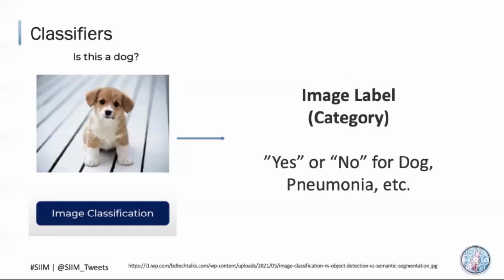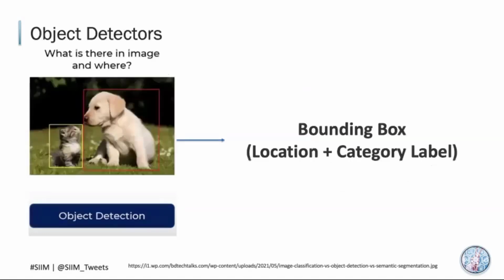Classifiers will require an image-level label for the category of interest. For example, yes or no for dog or pneumonia. This is the simplest kind of label and does not require any annotation of the image pixels themselves.